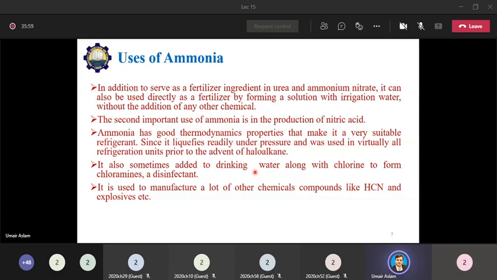And we can also use ammonia in the manufacturing of certain compounds like hydrogen cyanide and certain explosives. So you can see by its use that ammonia has plenty of use in the industry, and in the economy the synthesis of ammonia factor is also very important.